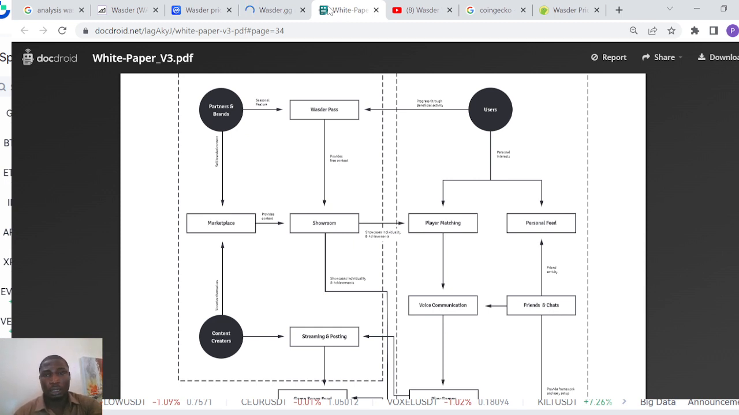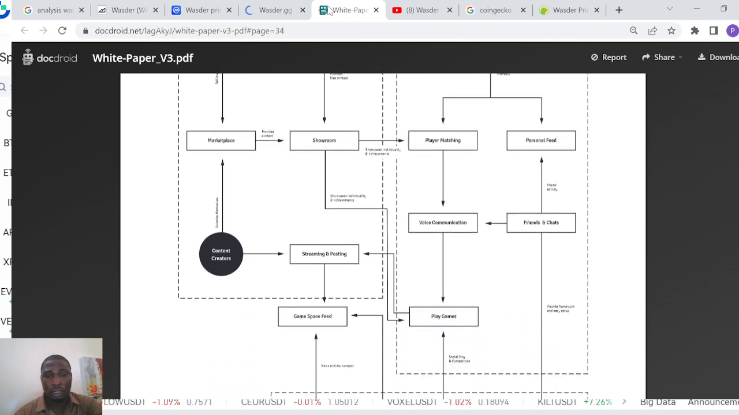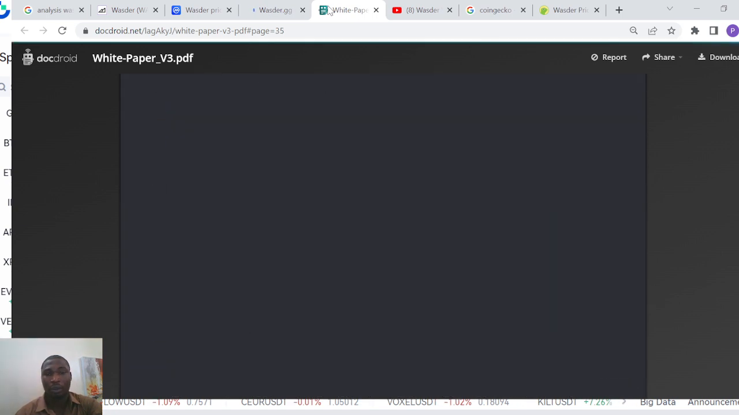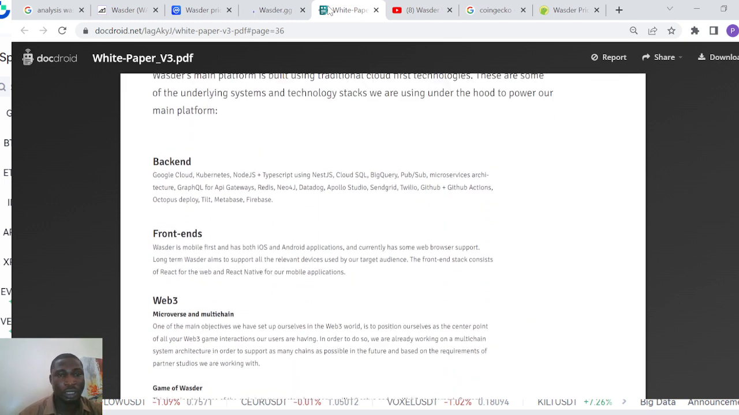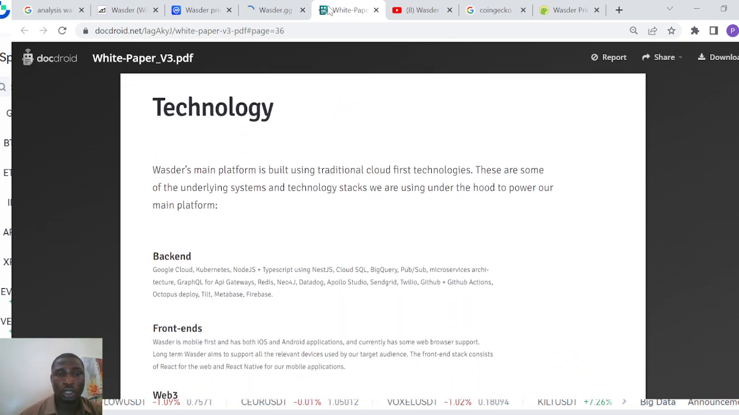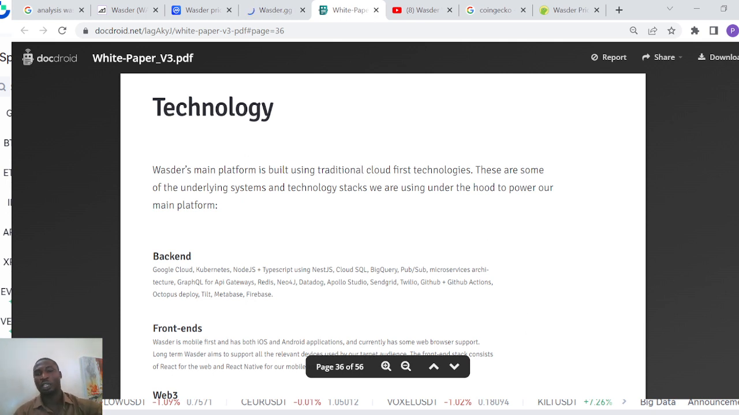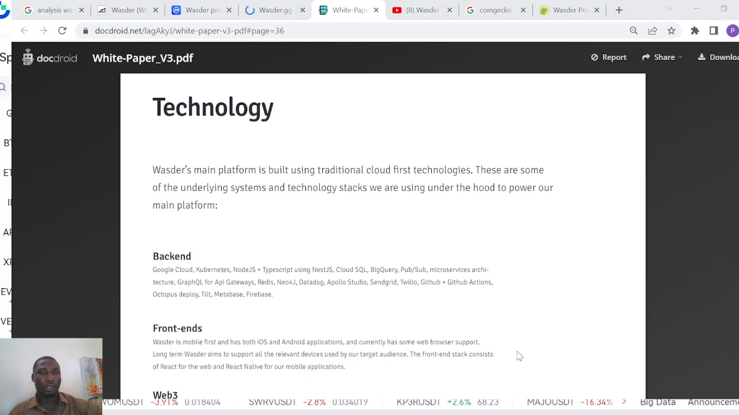You can see the partners and brand, you can see the users, we have the content, we have the student publication, and all these are important factors. Now you can see the technology. The main platform is built traditionally in the cloud, and these are important points that we need to take note of when talking about this token.